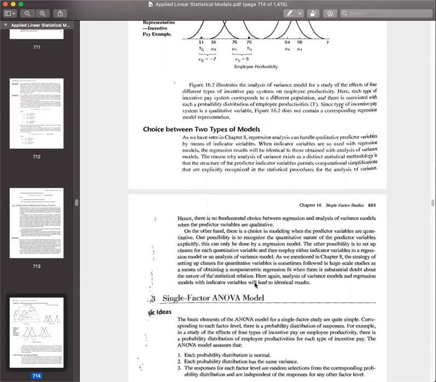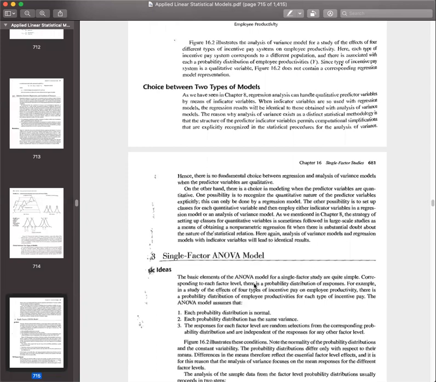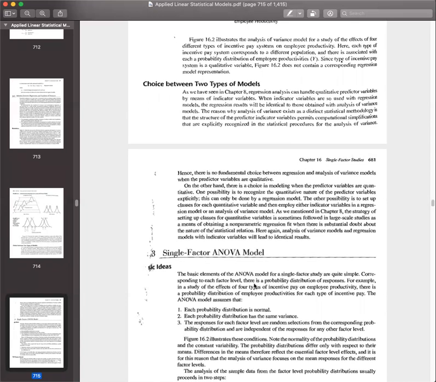Now, the choice between the two types of models. Regression analysis can handle qualitative predictor variables by means of indicator variables. When indicator variables are so used with regression models, the regression results will be identical to those obtained with analysis of variance models. The reason why analysis of variance exists as a distinct statistical methodology is that the structure of the predictor indicator variables permits computational simplifications that are explicitly recognized in the statistical procedures for the analysis of variance.